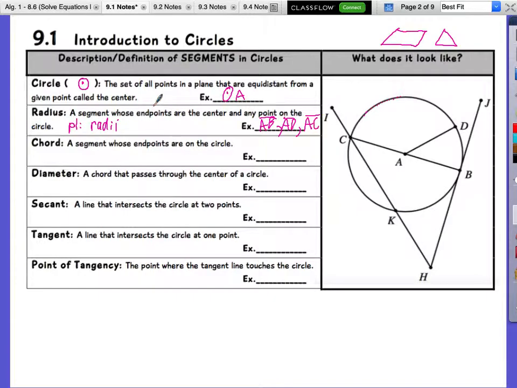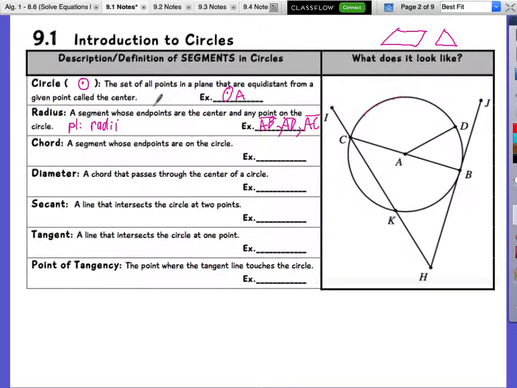How else would you get radii? Otherwise, it'd just be radii. R-A-D-I-I. It's like radius, but radii. There's no e in this. Okay.